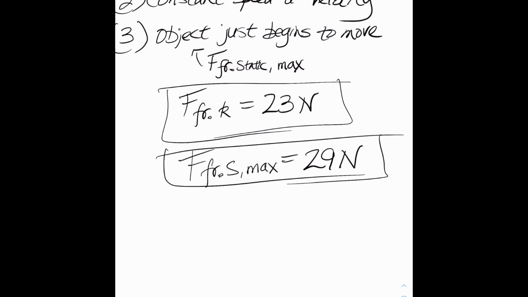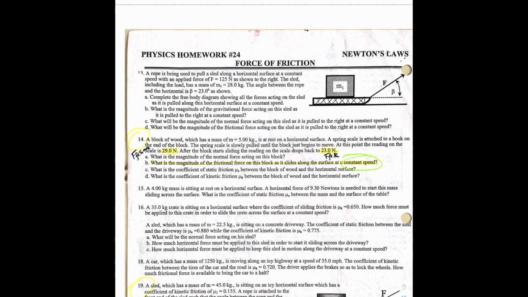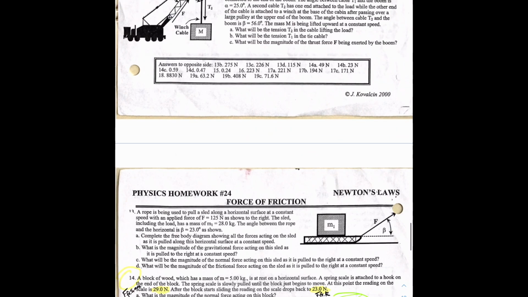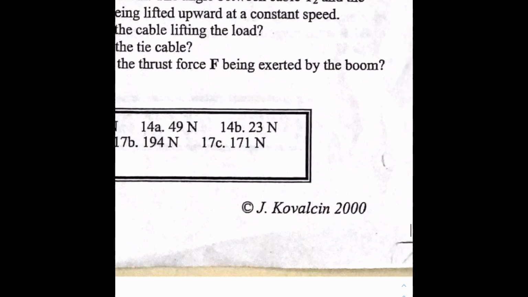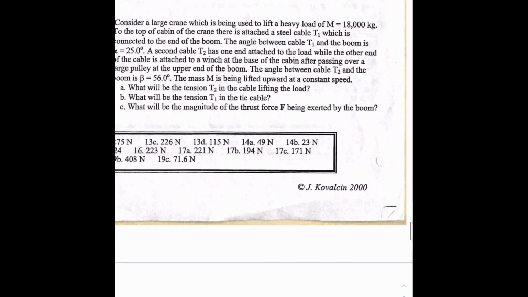Okay, so I think we solved part B. I think this was, what is the frictional force when the object was moving at a constant velocity? And that would be 23 newtons. So let's go check that just to make sure. What was the magnitude of the frictional force if the block slides at a constant speed? So we can go back and check right here. This was question 14B. We're saying 23 newtons, 14B, and there you see it right there, 23 newtons. And I think we had 49 newtons for 14A.